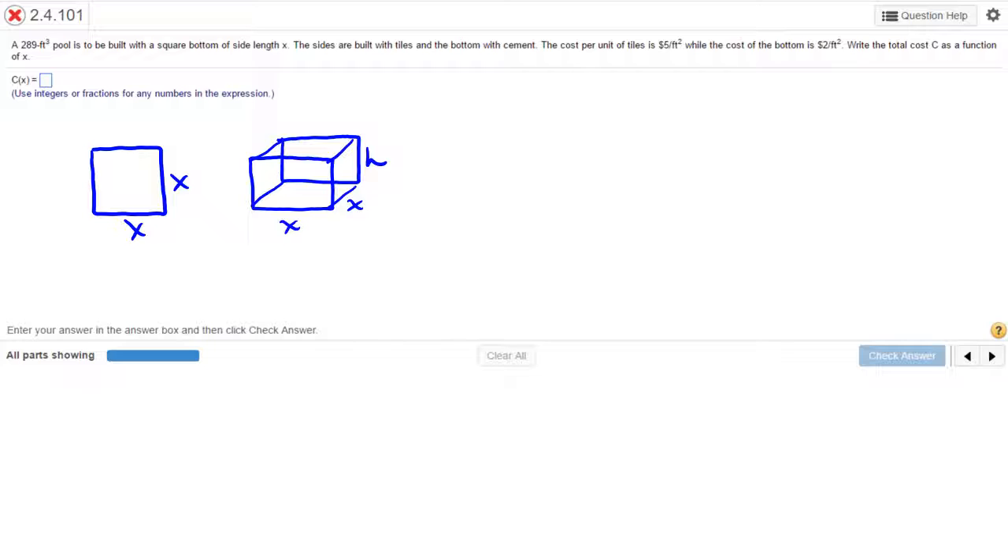All right, so I guess we should start with the cost equation first. So the cost equation for us is going to be, well, so for the bottom, it's going to be $2, and I'm going to put it like this here, for the bottom, plus it's going to be $5 for the sides. Okay, so we're getting somewhere here, because we started off here.